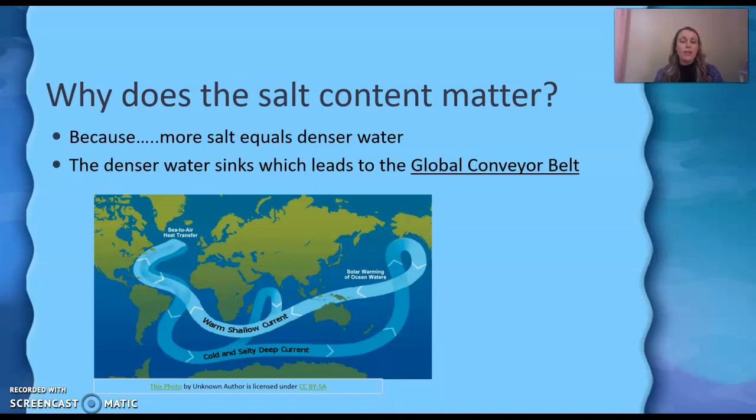I'll let you take a look at this image down here. We can see cold and salty, which means more dense. Cold and salty deep currents have sunk to the bottom, while our warm, shallow currents are above it. And just like in the demonstration at the beginning, it's constantly moving, and the warm air travels and then gets cooler and denser, and then it sinks and replaces the cool air that has traveled and became warmer and rose to the top.